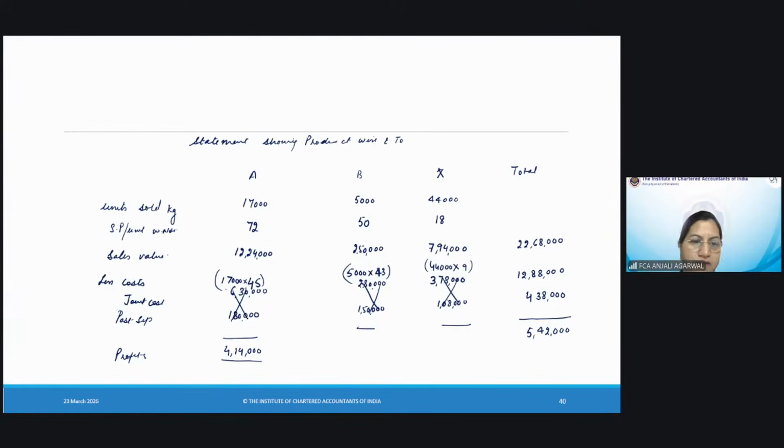Total cost only you can take, or you can say 17,000 into 35 is joint cost, and post separation is 17,000 into 10. Because all the units are not sold, you cannot charge the entire cost. So the profit for product A would be 72 minus 45, 27 rupees per unit into 17,000, 4,59,000.